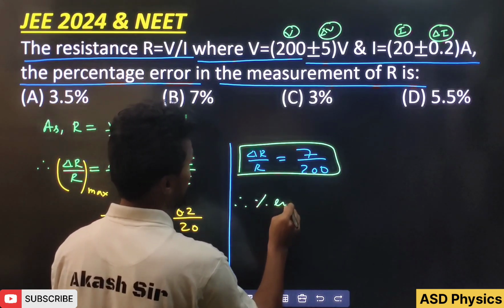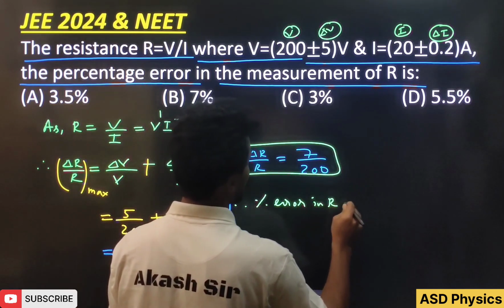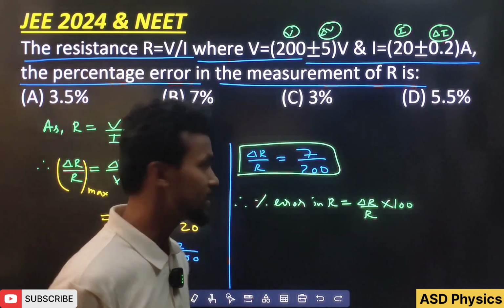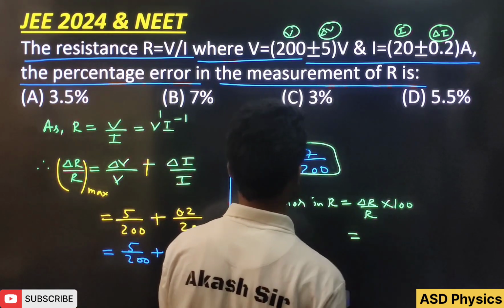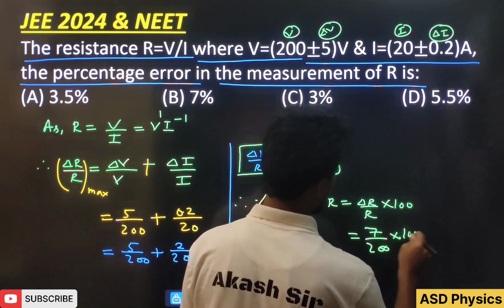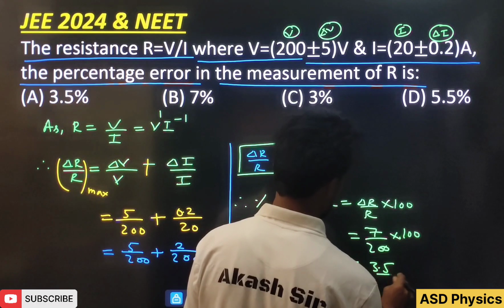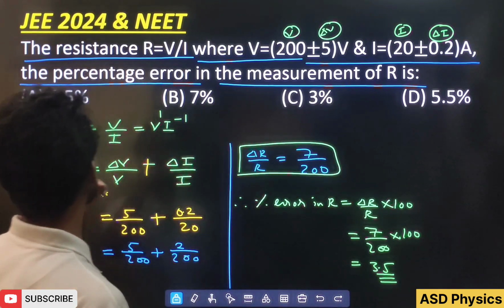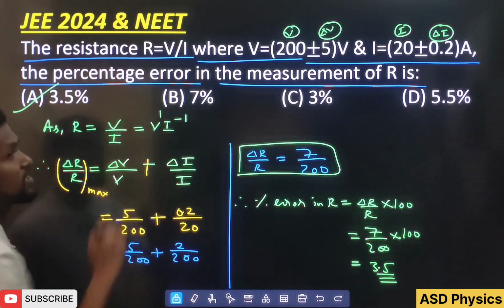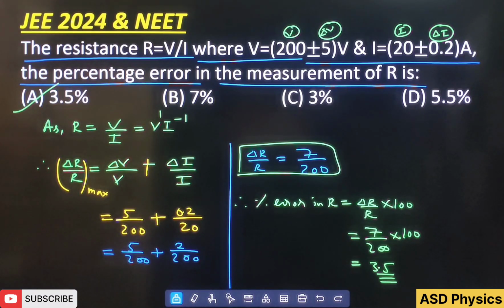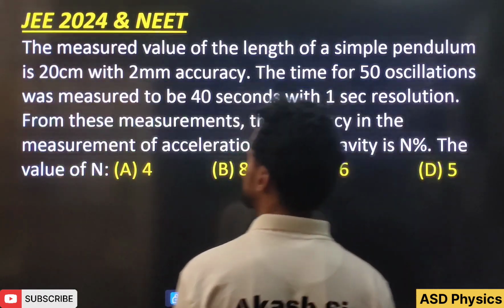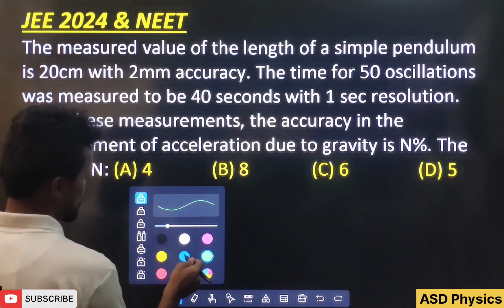Hence the percentage error in R is, by the formula we know very well, delta R by R into 100, correct students? So 7 by 200 into 100 becomes 7 by 2, which is 3.5. You can see the option 3.5 there; we have to be very careful in calculation. So the correct answer is option A. Remember that error is always reported in the maximum form.